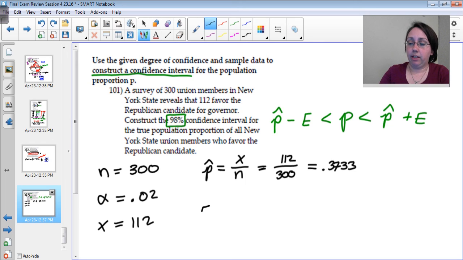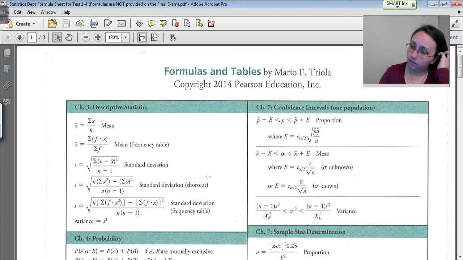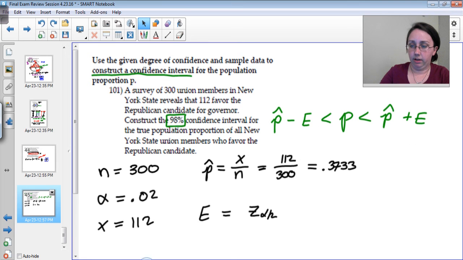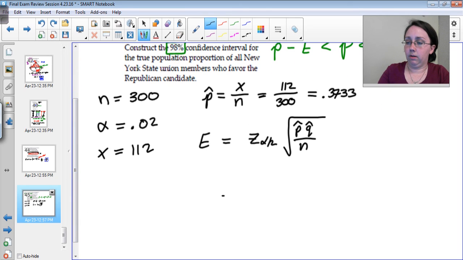Now we got to find E. How do you find E? The formula, yeah, this should be on your formula sheet. Z alpha divided by 2. Square root of p hat q hat divided by n. All right, we have our p hat. I can plug that in. What do you want to find next?